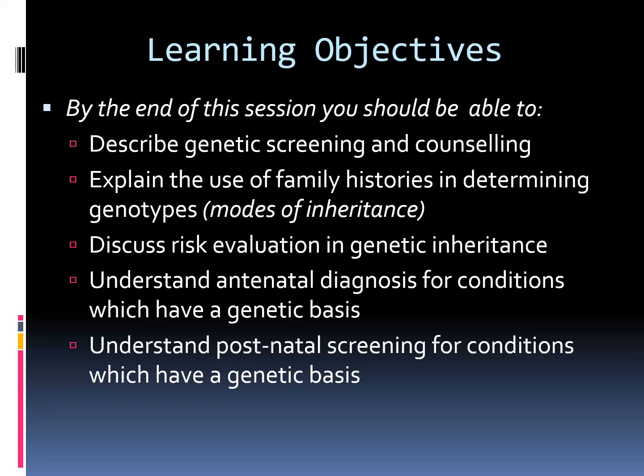Some of these, like genetic inheritance or mode of inheritance, we are going to cover in more detail in another presentation, but here I'm going just to give a highlight of how important it is in the genetic counseling process.